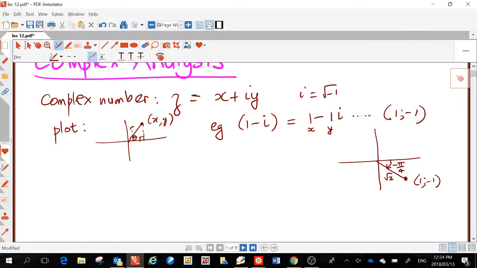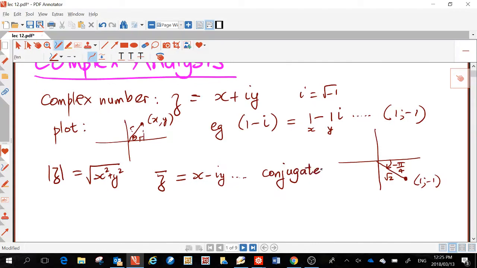Okay, so you recall, what do we mean by mod z? It's the length or the magnitude of the complex number. It's the square root of x squared plus y squared. What do we mean by bar z? z is x plus iy. What do you recall about bar z? x minus iy. And what do you call it? The conjugate. So the conjugate of 2 plus 3i is 2 minus 3i. And vice versa. So you'll find that the magnitude of z is the same as that of z bar.